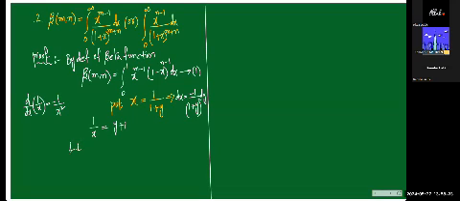Lower limit. In place of x, we have to put 0 here, right? So 1 by 0 is... what? 1 by 0. How are you studying engineering then? 1 by 0 is infinity. Any number by 0 is infinity. So you will get infinity is equal to y plus 1.